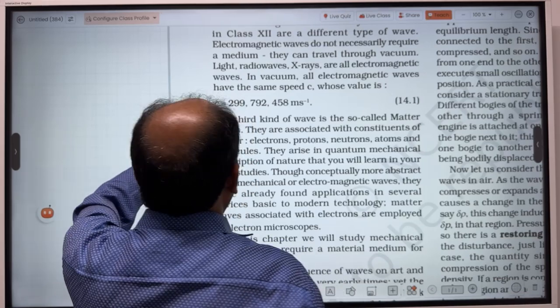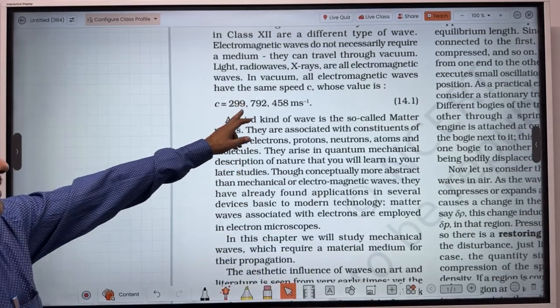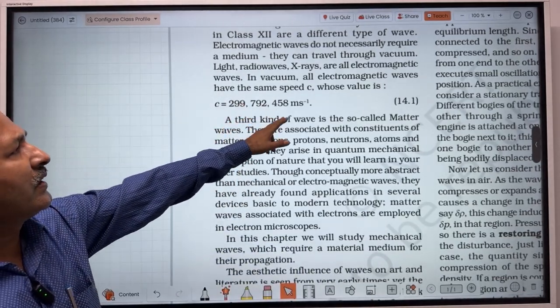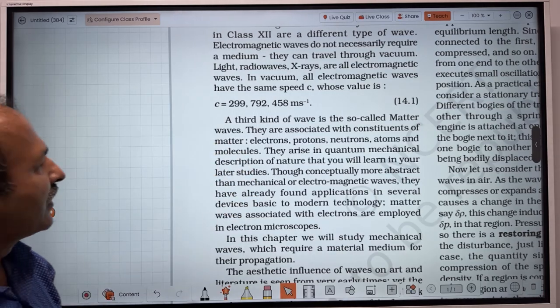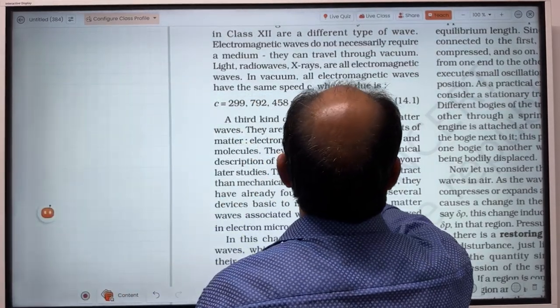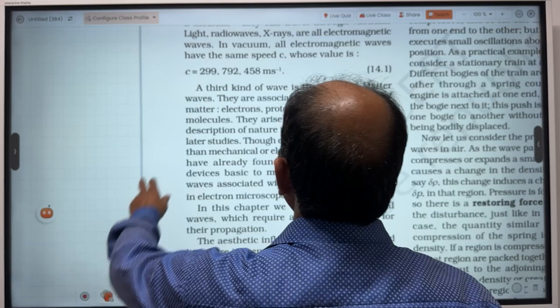The same thing is given here, 299,792,458 meter per second. This is the accurate value, right? So here some more information is given.